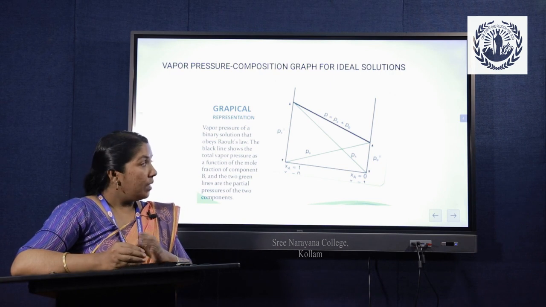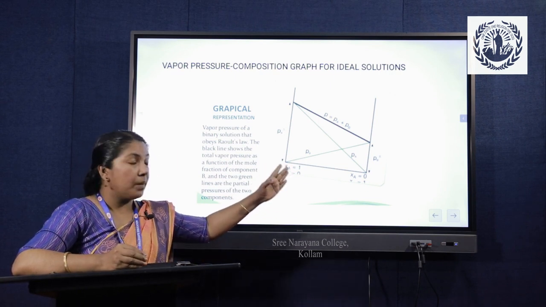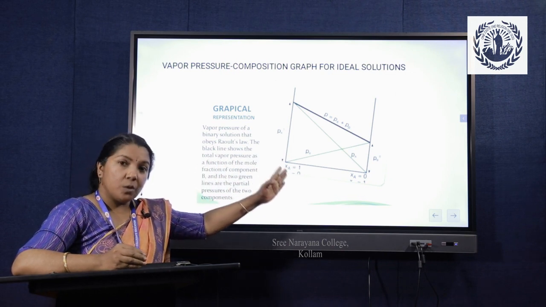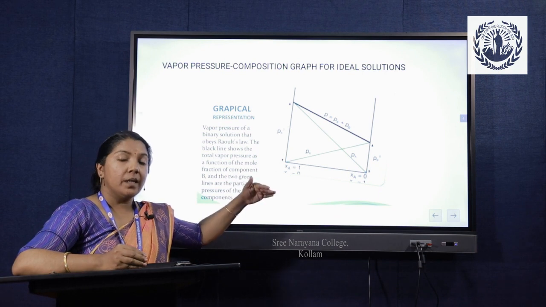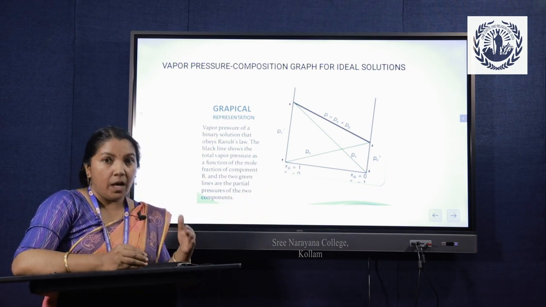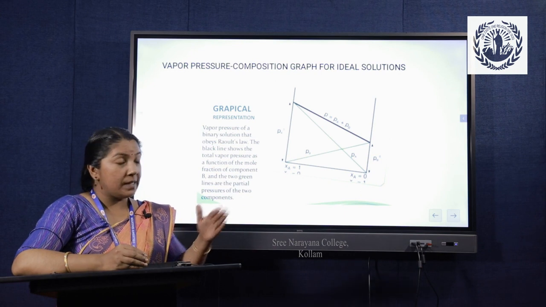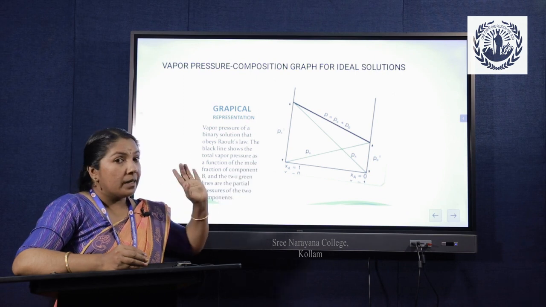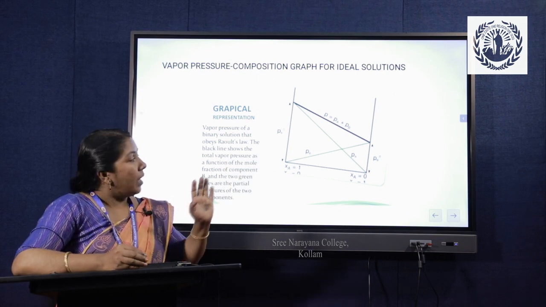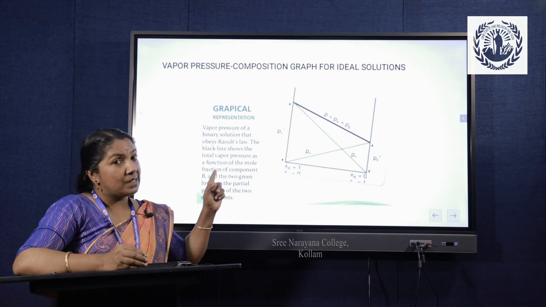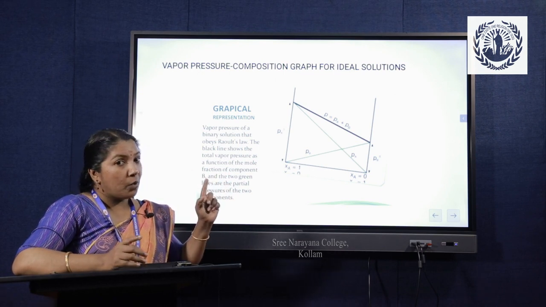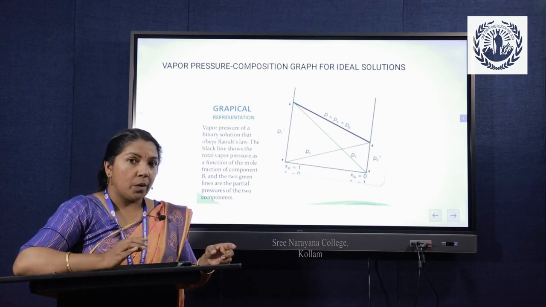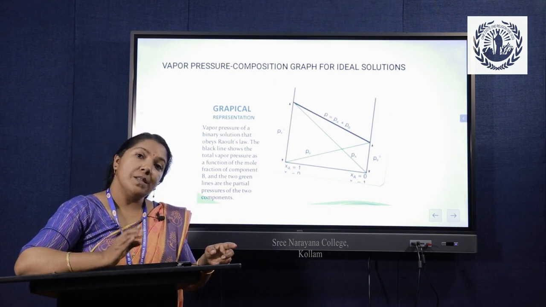Similar is the case with PB, that is, if we are moving from the right hand side to the left hand side. Initially B is only present, we are adding A to B, that means the mole fraction of B is decreasing. So the partial pressure of B goes on decreasing when we move from the right hand side to the left hand side. So these two green graphs are explained, and these graphs correspond to the equation of a straight line. As you know, according to Raoult's law, PA, that is the vapor pressure of a component, is equal to P0A into XA. That follows the equation of a straight line.